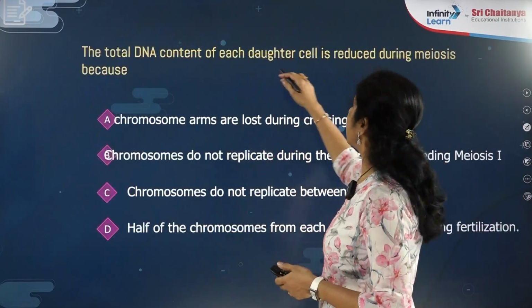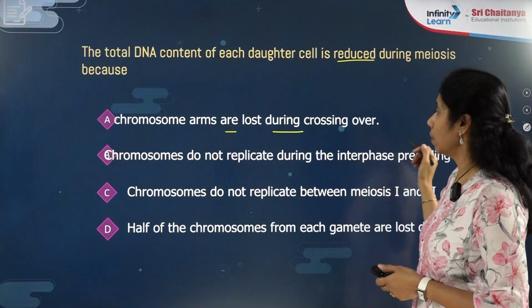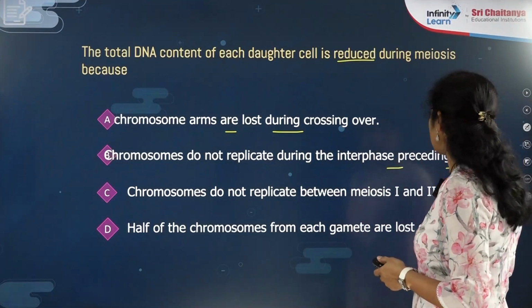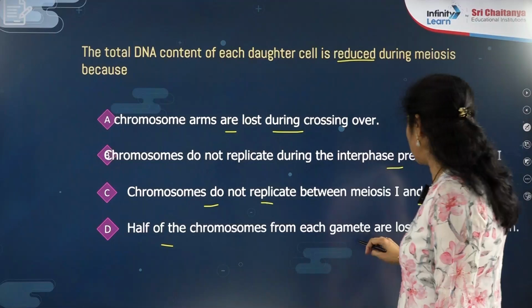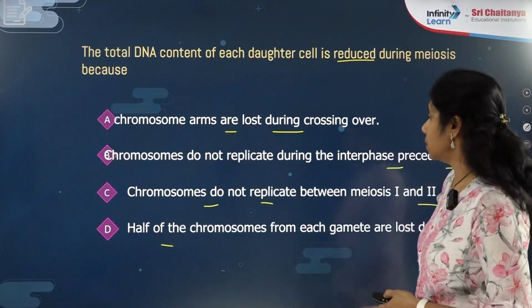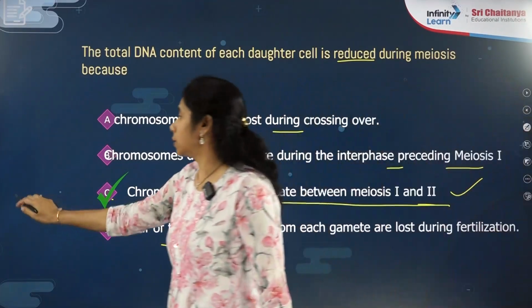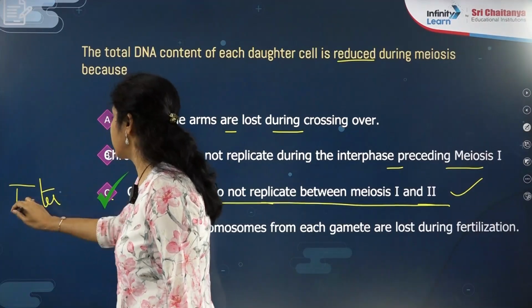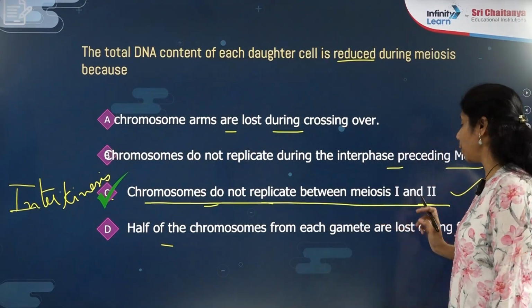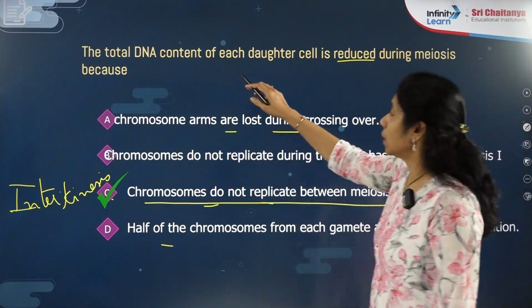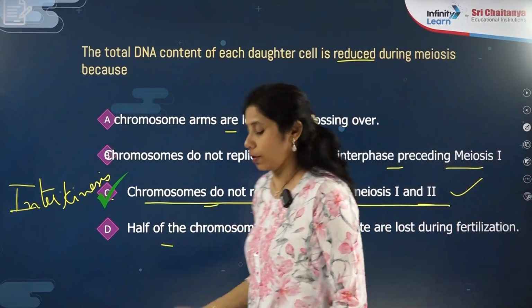The total DNA content of each daughter cell is reduced during meiosis because chromosome arms are lost during crossing over. Chromosomes do not replicate during the interphase preceding meiosis I. Chromosomes do not replicate between meiosis I and meiosis II. Half of the chromosomes from each gamete are lost during fertilization. Chromosomes do not replicate between meiosis I and meiosis II because in interkinesis, DNA does not replicate. This point is interkinesis. So the total DNA content of each daughter cell is reduced during meiosis because of this. As it is not replicating, it is reduced. That is the reason.